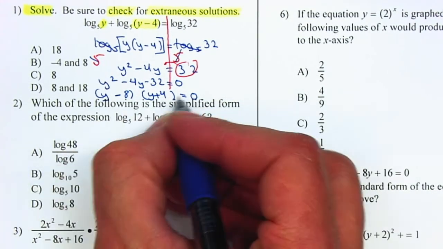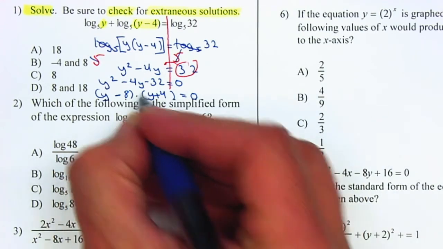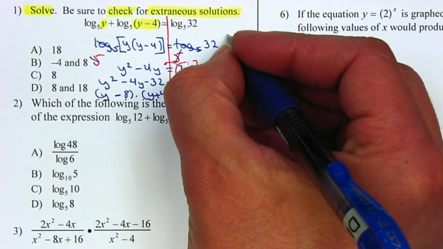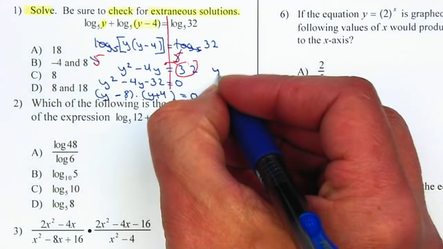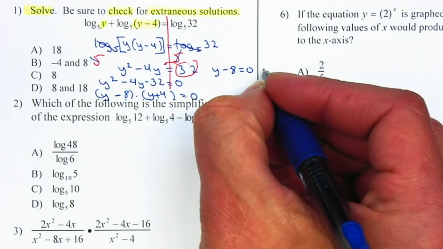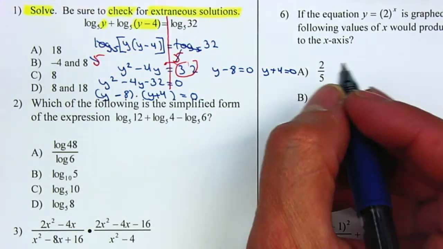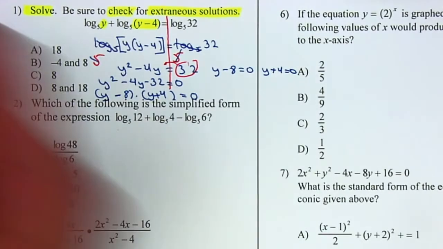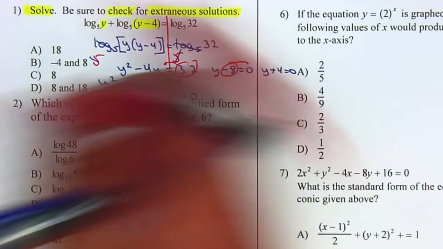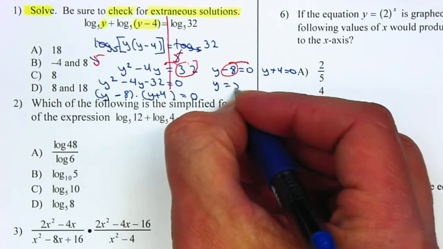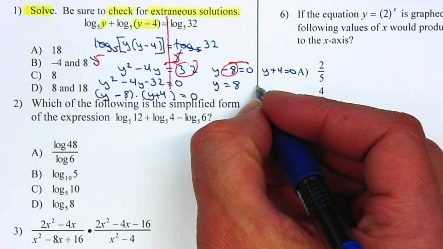And now that I factor and it's equal to 0, because they're multiplying, I can use my zero product property. So I know that y minus 8 equal to 0 or y plus 4 equal to 0. One of them must be 0 or both. I'm now going to move my 8 to the right, becomes a positive 8. And I'm going to move my 4 to the right, becomes a negative 4.